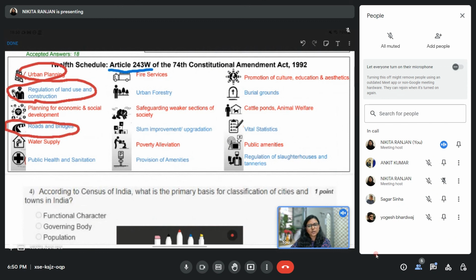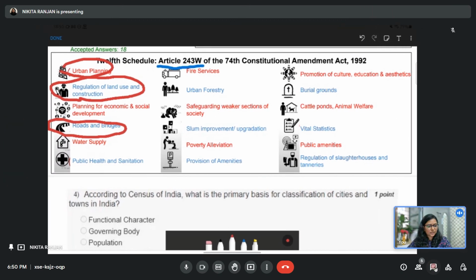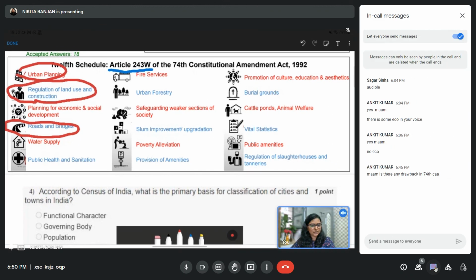If you want to study about it, I will recommend going on to Google Scholar and searching for research articles which have been written about the effectiveness of the 74th Constitutional Amendment Act. Okay. Thank you for your question, Ankit. I hope it is clear.